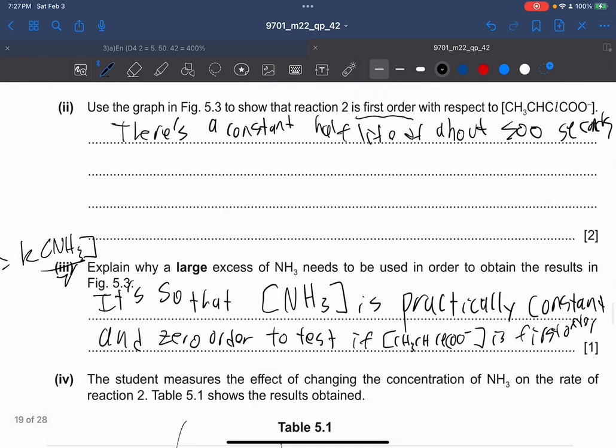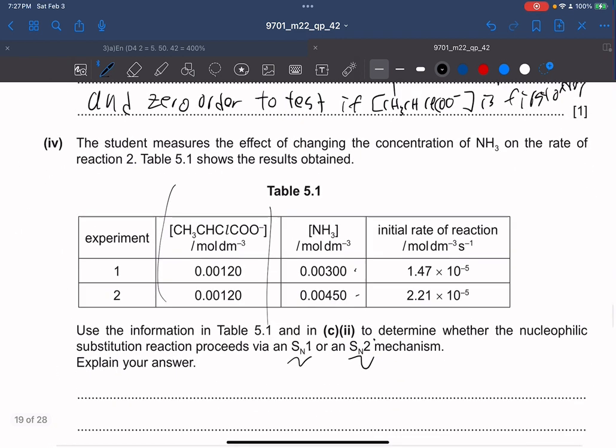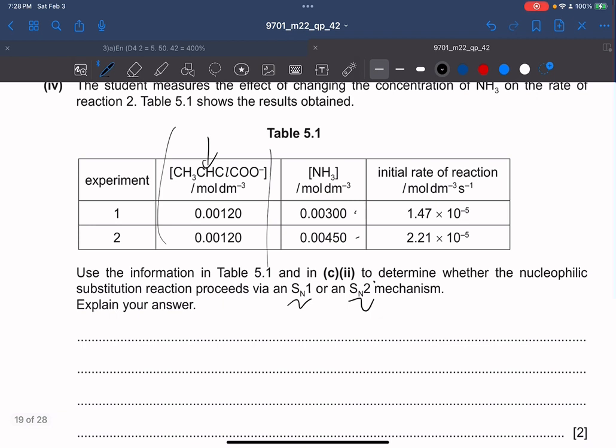Hold on. See, okay. So we already know that it's first order with respect to this. Now we just have to determine if, yeah, it does show that there is a relationship between NH3 and the other. So it shows that there's a reaction with NH3, and it's also first order with respect to the other reactant. So that means that we're SN2 because we depend on two reactants, and the reaction is overall second order.